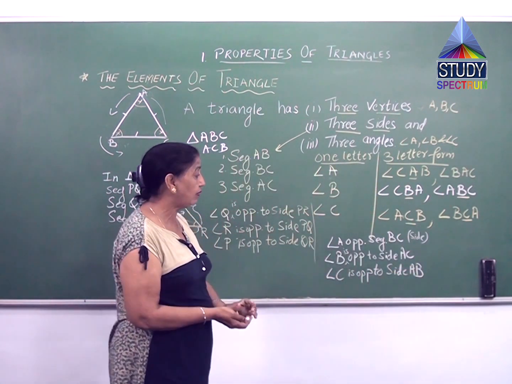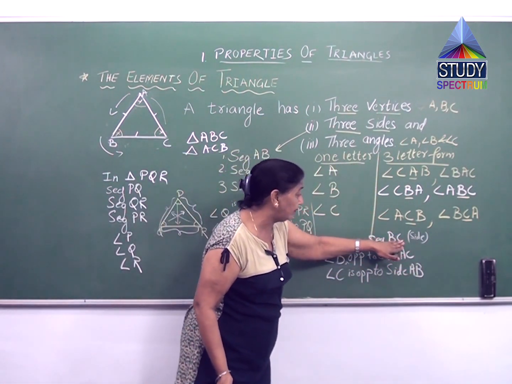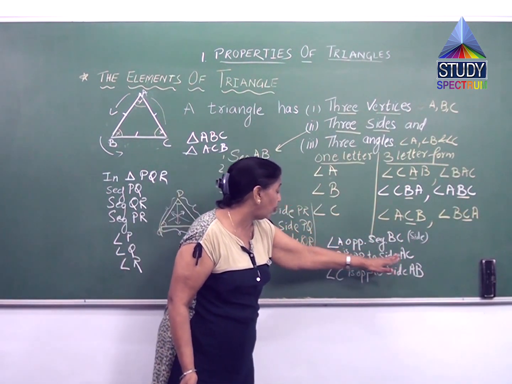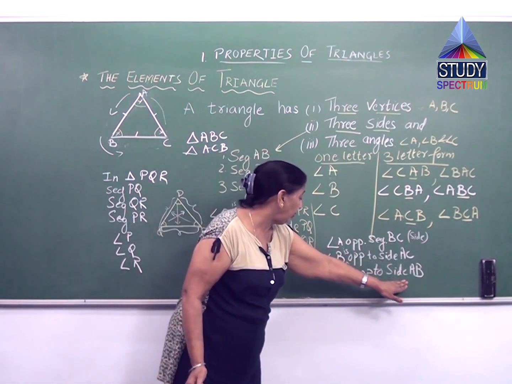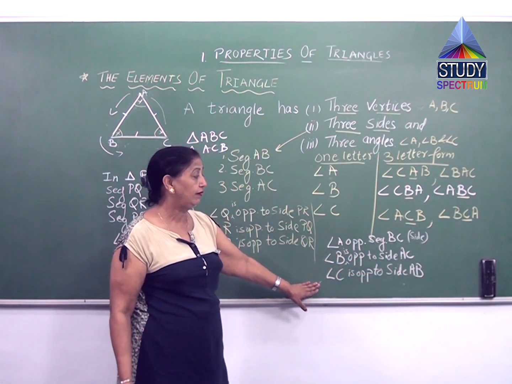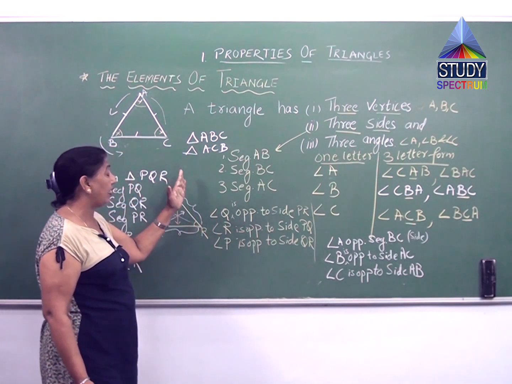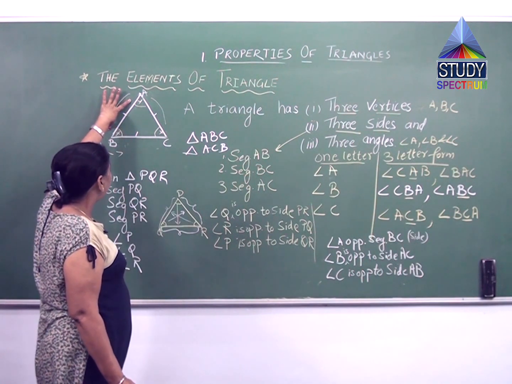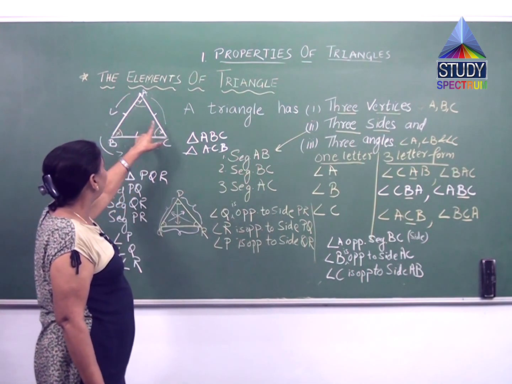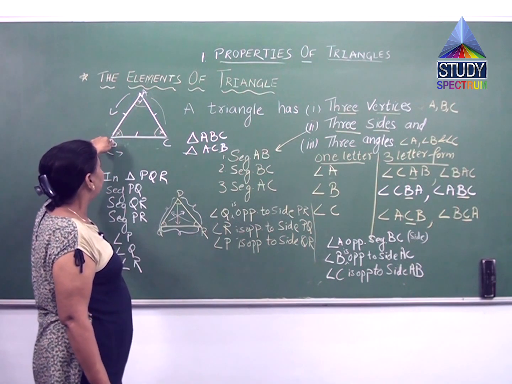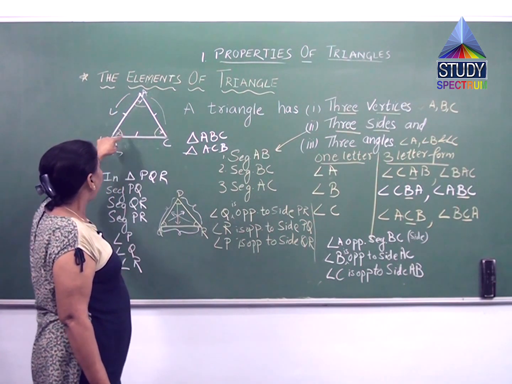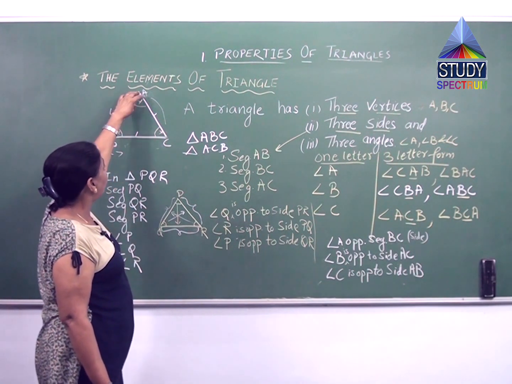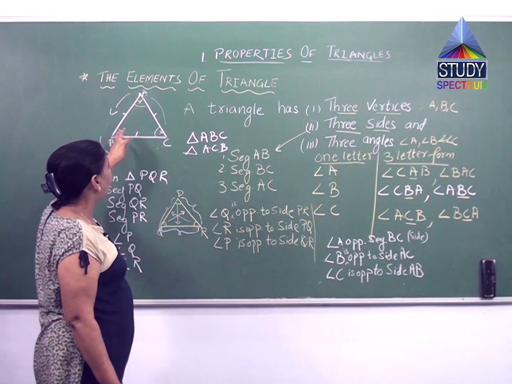Or again vice versa, what can I say? Side BC is opposite to angle A. Side AC is opposite to angle B. Side AB is opposite to angle C. Right? So what is a triangle? A triangle is a figure with three sides and three angles. The side which lies opposite to C is known as AB. AB is the side opposite to C and B is the angle opposite to AC. Angle A is opposite to BC.